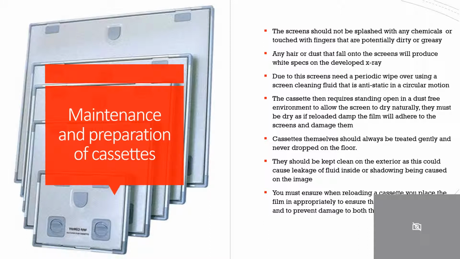Due to this, screens need a periodic wipe over using screen cleaning fluid that is anti-static in a circular motion. The cassette then requires standing open in a dust-free environment to allow the screen to dry naturally. They must be dry, as if reloaded damp, the film will adhere to the screens and damage them. Cassettes themselves should always be treated gently and never dropped on the floor. They should be kept clean on the exterior, as dirt could cause leakage of fluid inside or shadowing on the image. You must ensure when reloading a cassette that you place the film in appropriately to ensure that the cassette shuts correctly and to prevent damage to both the film and the cassette.